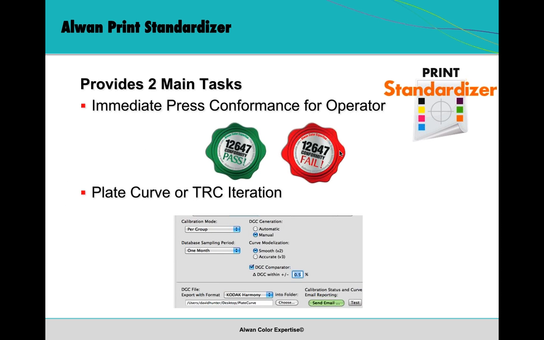Now, a digital press, because digital presses are known to drift, especially if they're not in a climate-controlled environment, you might want to iterate a plate curve or a tone curve for a digital press every day or every important job that you run. And that's why you see in this sample here, there's both a manual dot gain curve generation or an automatic dot gain curve generation.